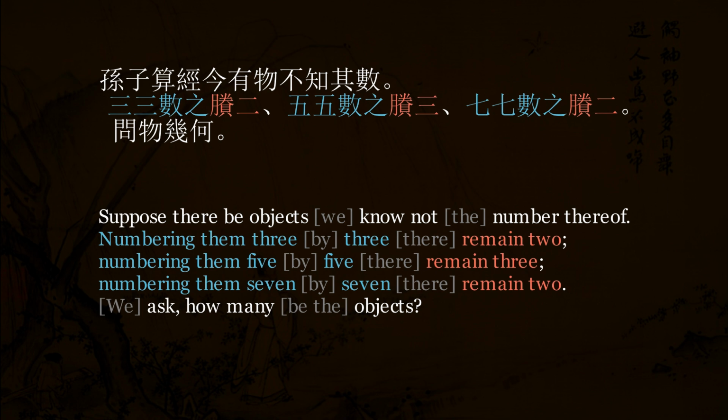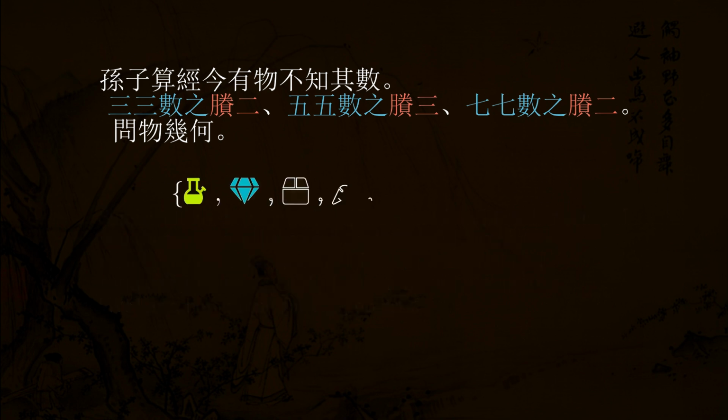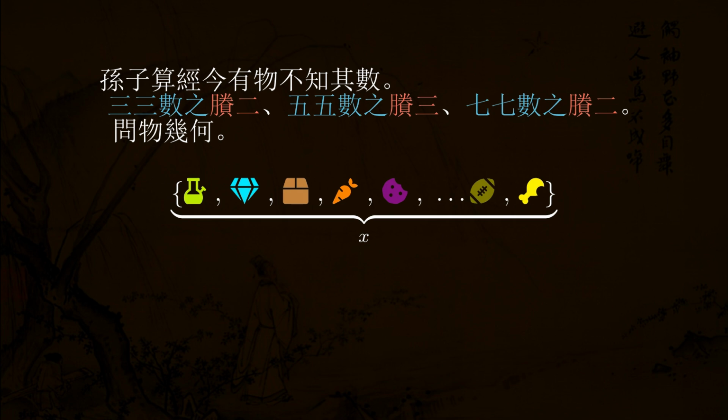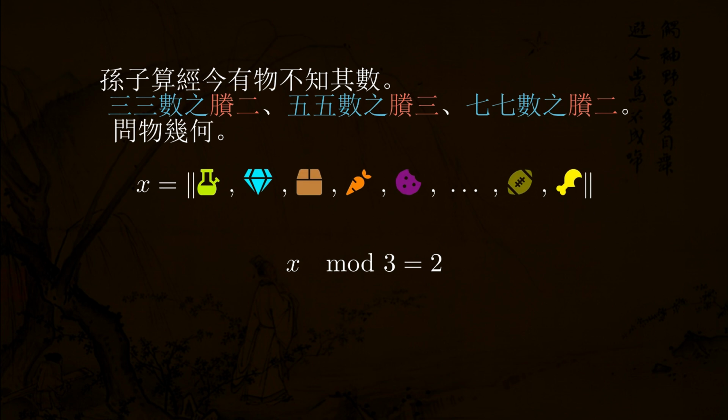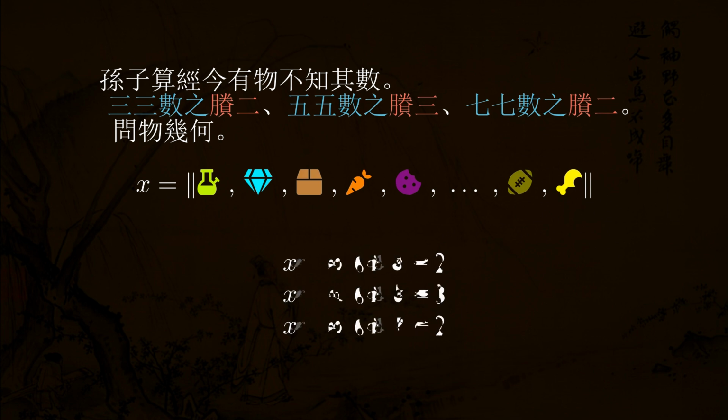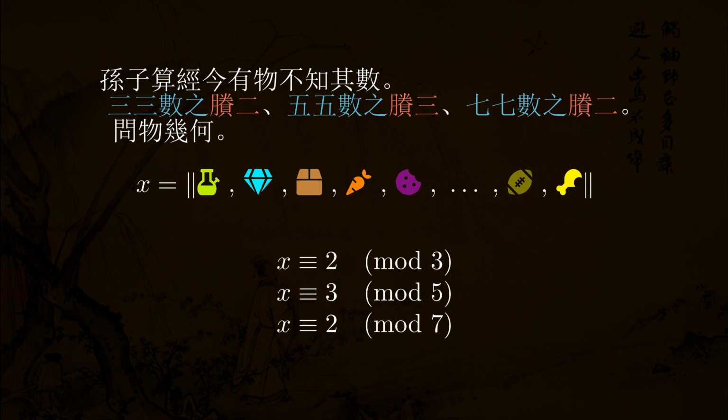In modern language, we are basically given a set of objects with size, say, x. Then, if we break x in threes, we get a remainder of 2, i.e. x mod 3 is 2, and similarly, x mod 5 and x mod 7 are 3 and 2 respectively. And we are asked to find the value of x.